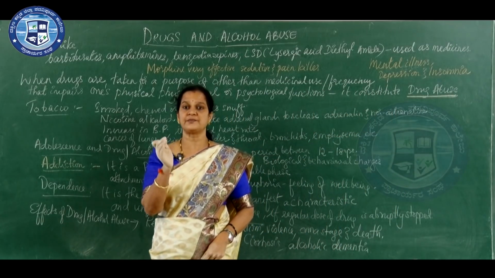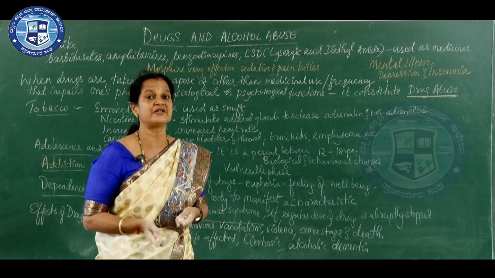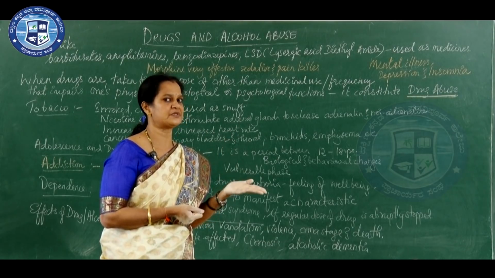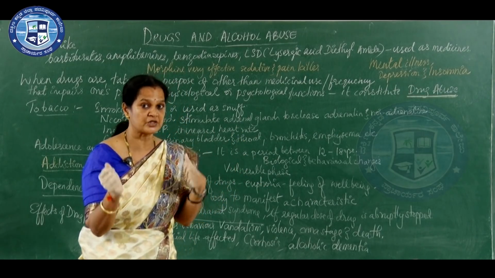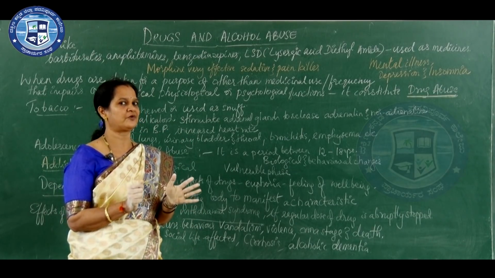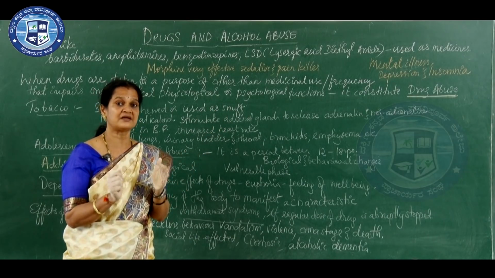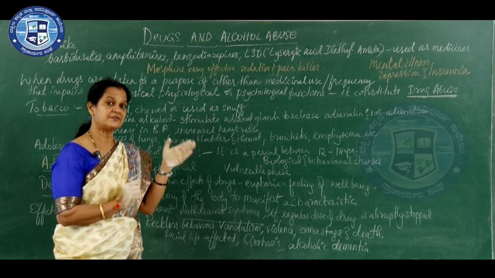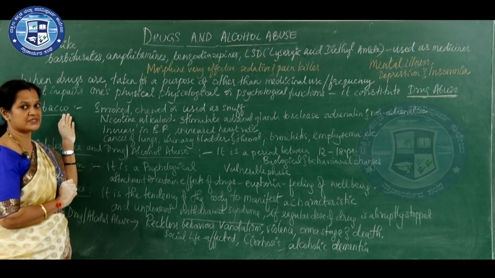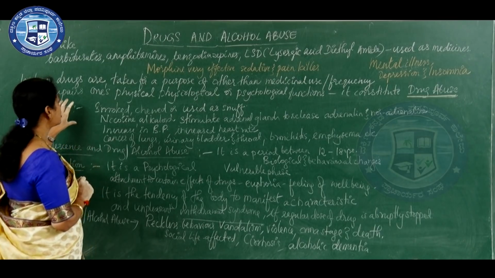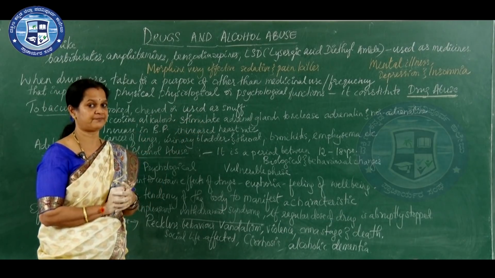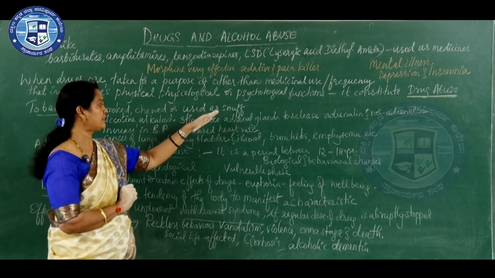Usually for medicinal purpose, drugs will be taken to treat different types of ailments or diseases, and if taken for non-medicinal purpose or at a frequency that impairs one's physical, physiological or psychological functions of the body, then definitely that is known as drug abuse. That has to be prevented. So, other than drugs, it is tobacco which has a major effect on our body. Tobacco usually is smoked, chewed or used as snuff, the way people use snuff.